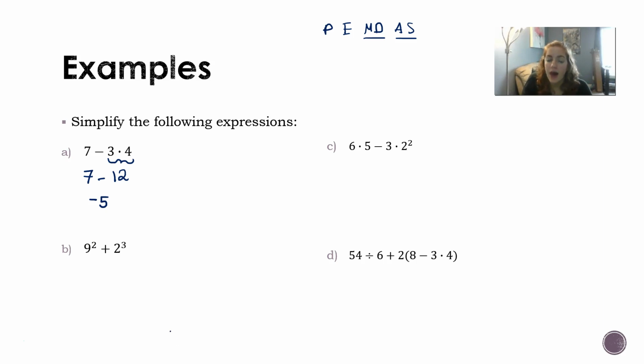So real quick, I haven't talked about this before, but just as a quick review. 9 squared, the exponent tells you how many times you should take that base and multiply it by itself. So 9 squared tells me I should take my base of 9, my larger number, and multiply it by itself twice. So 9 times 9, 2 times there. 9 times 9 is 81.